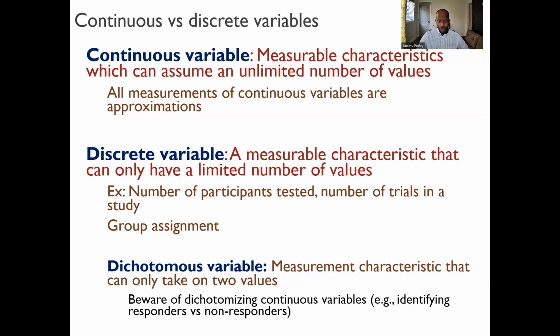There's one type of discrete variable which comes up quite a bit in rehabilitation research, and that's the idea of a dichotomous variable, or a measurement that can take on only two values. One way that people use dichotomous variables is by taking the response to a treatment and then classifying or dichotomizing that response into, for instance, those who respond to the treatment and those who don't, so responders versus non-responders.